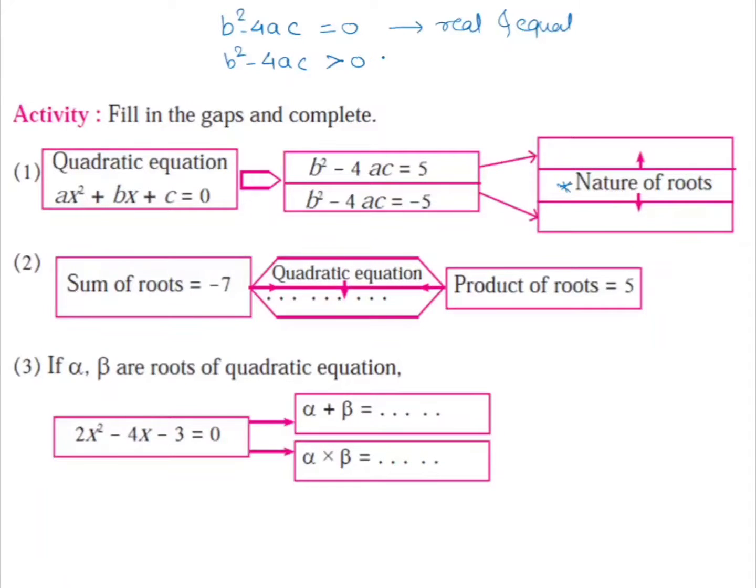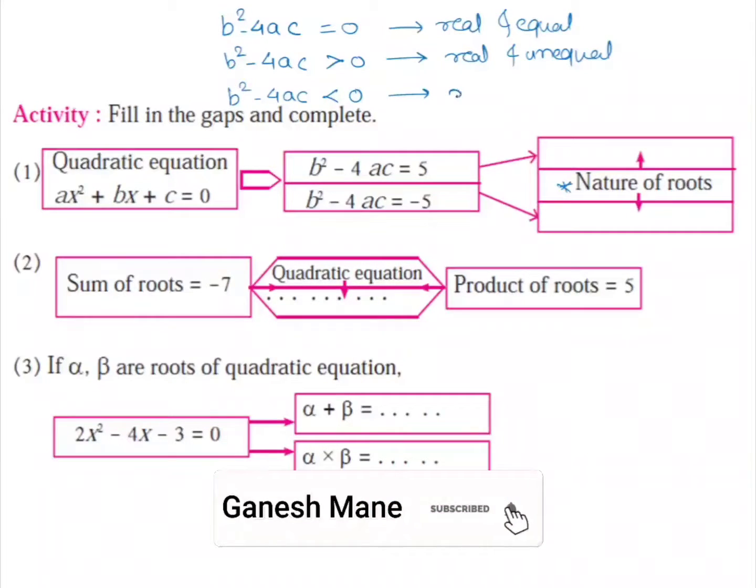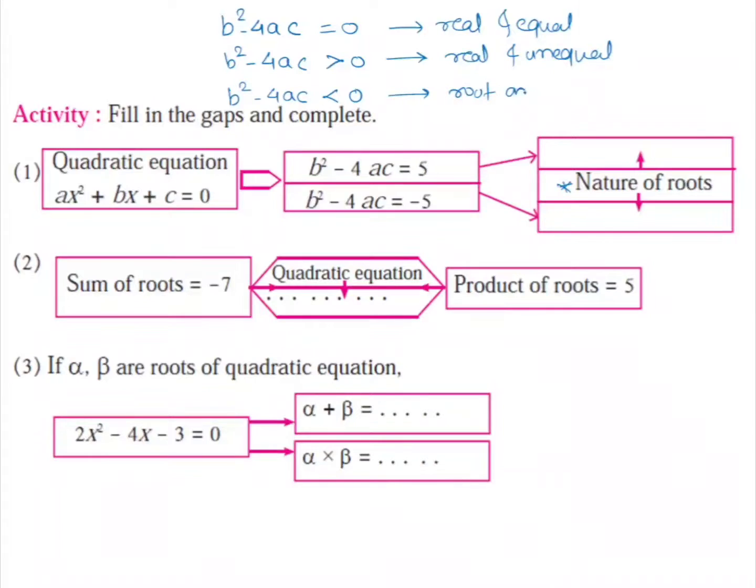If it is greater than 0, that means if it is a positive number, then the roots are real but unequal. So we get two different roots which are real if b square minus 4ac is greater than 0. And the third possibility is if b square minus 4ac is less than 0, that means if it is a negative value, then the roots are not real. So in that case we do not get real roots.